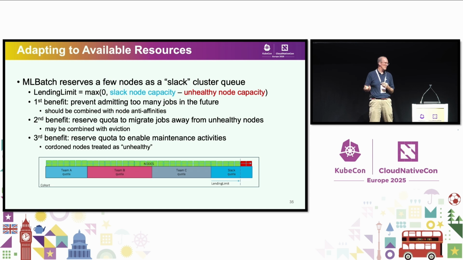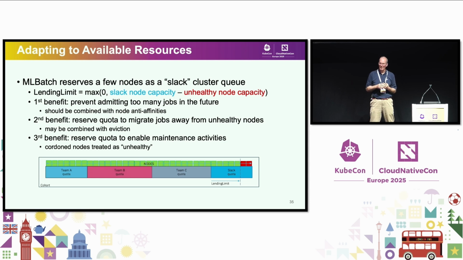It notices when Autopilot labels a node as unhealthy. And when that happens, it adjusts what Kueue calls the lending limit on the Slack cluster queue, so that the available quota to be borrowed by other teams in the cohort actually matches the capacity in the cluster. So at all times, we're dynamically adjusting this Slack capacity so that what we have available to hand out to the jobs actually matches what's healthy.